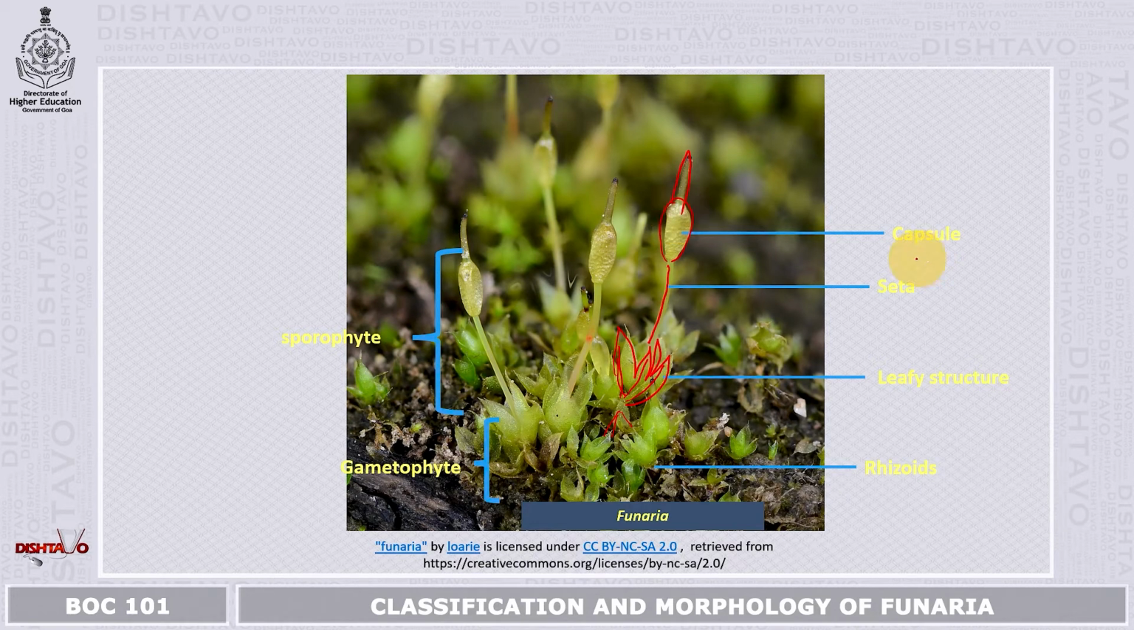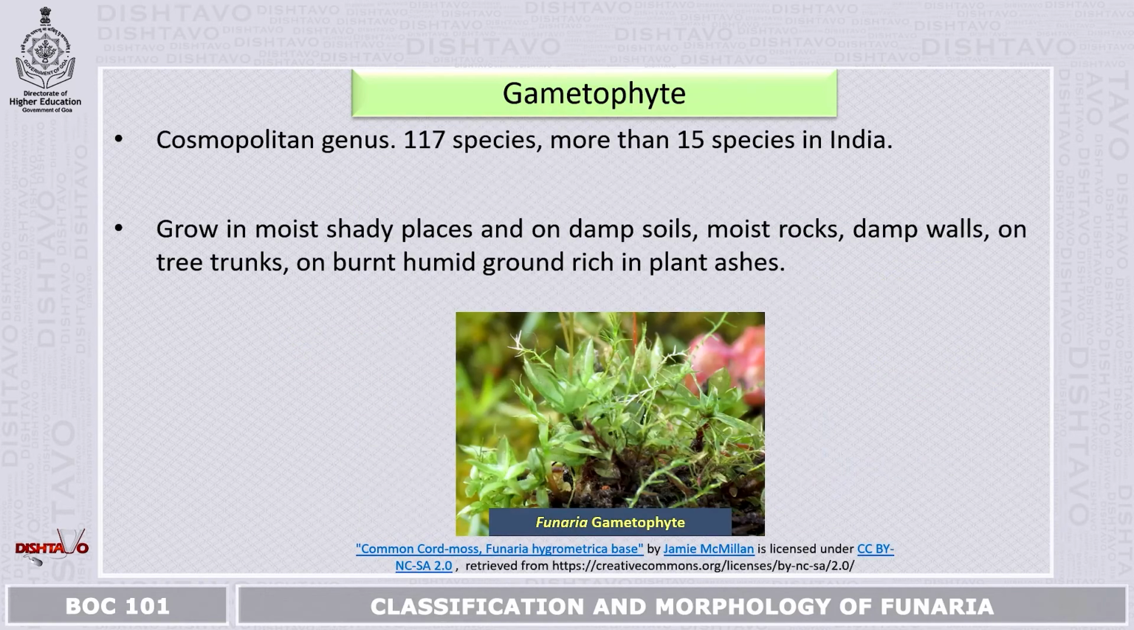Now the capsule, seta and the leafy structure are the sporophyte. And the gametophyte is the rhizoid and the leafy structure. Now here if you see the plant, it has the rhizoid, leaf-like structure with the midrib, the seta and the capsule. The gametophyte.